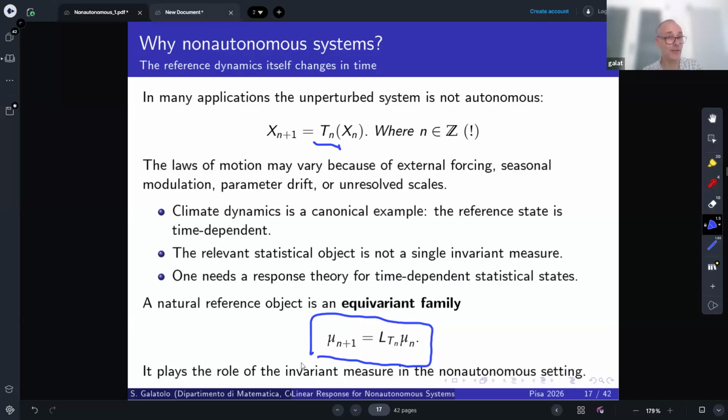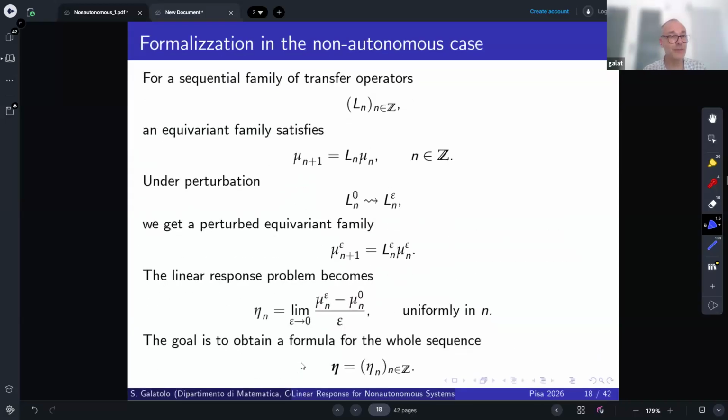So we are led to consider families of measures to try to understand the following situation. Suppose you have an initial non-autonomous system, then you change the whole family of maps, and you have an initial equivariant family, and you want to see how the new equivariant family relates to the old one, if they change continuously or differentiably in some sense. Then you are led to consider the following limit. It's the same limit as before, but you apply it for all the times, and you hope that this will converge uniformly in the time. If you have something like this, it will be like the linear response in the non-autonomous case.